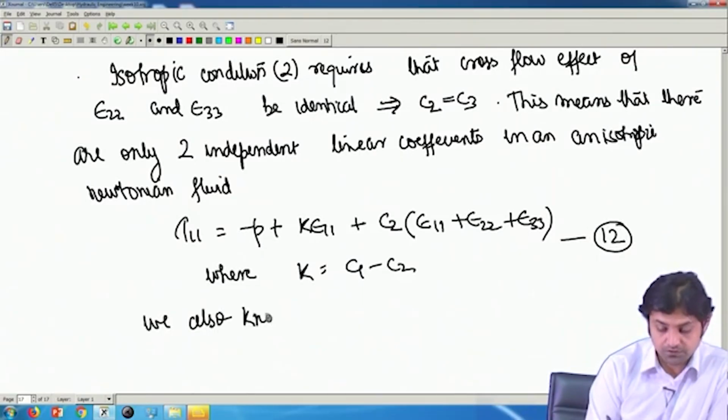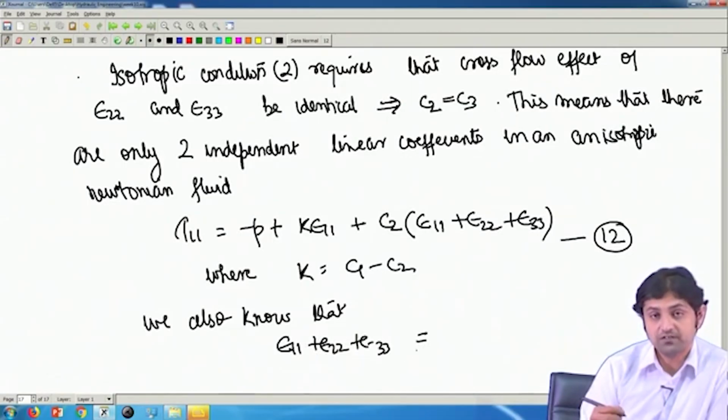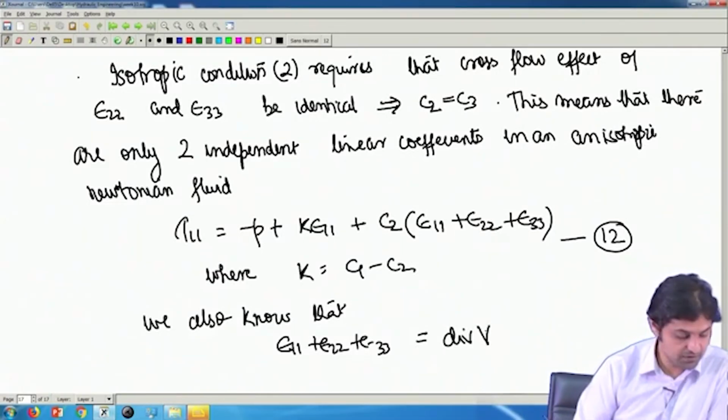We also know that epsilon 11 plus epsilon 22 plus epsilon 33 is, we have seen this for the derivation of the continuity equation, the divergence of V.